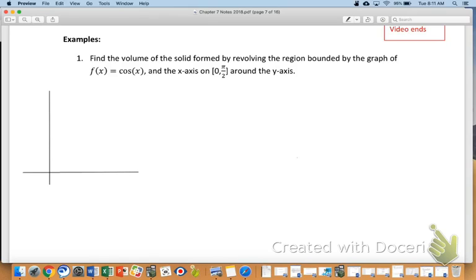Okay, so this says we're supposed to be finding the volume of this solid. It tells us a little bit about it. We're going to be revolving a region that is bounded by the graph of f of x equals cosine x and the x-axis on this interval. We're going to be revolving that around the y-axis.